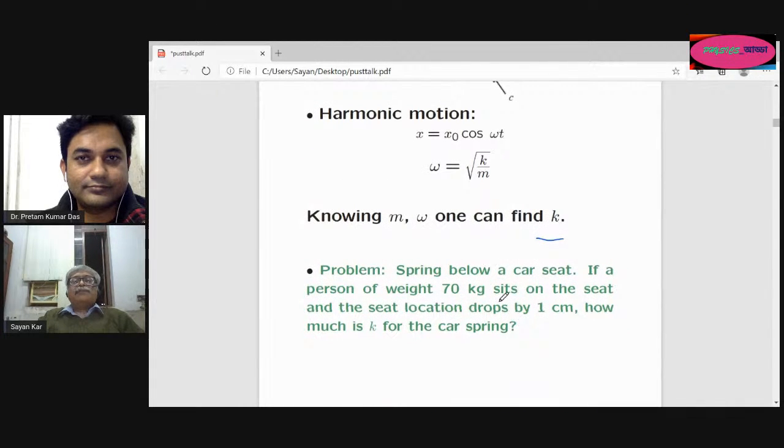Similarly, you can do a simple problem. You take a spring below a car's seat. Now, if a person of weight 70 kg sits on the seat and the seat location drops by 1 centimeter, you can figure out what is going to be the spring constant of that spring which is attached to the car seat. And there are several springs normally attached to the bottom of a car seat, so that when you sit down, there is a depression. And the amount of that depression is dictated by what is that spring constant.